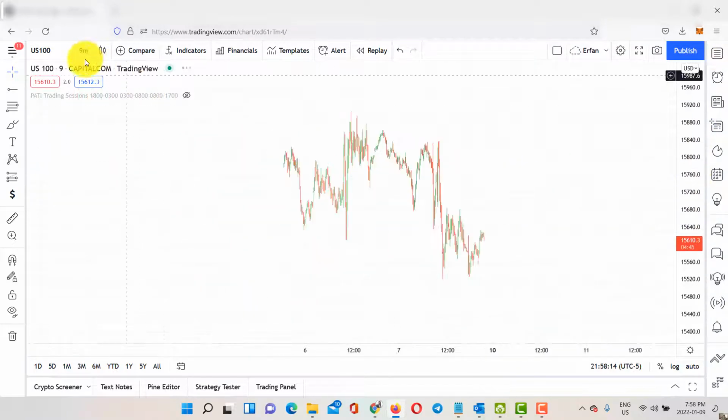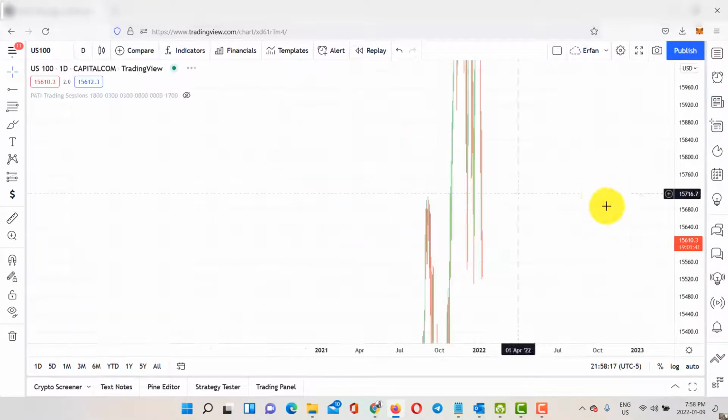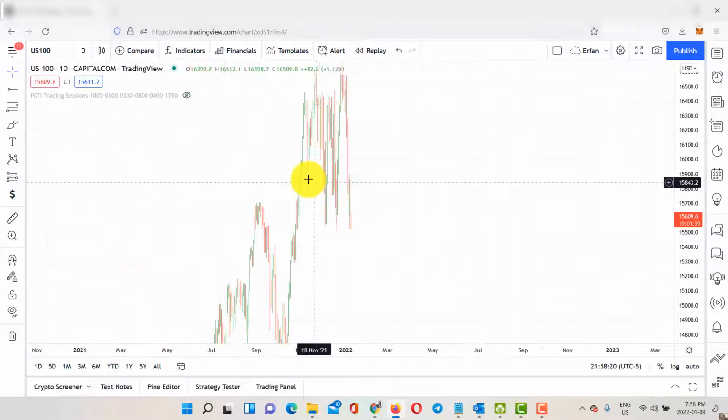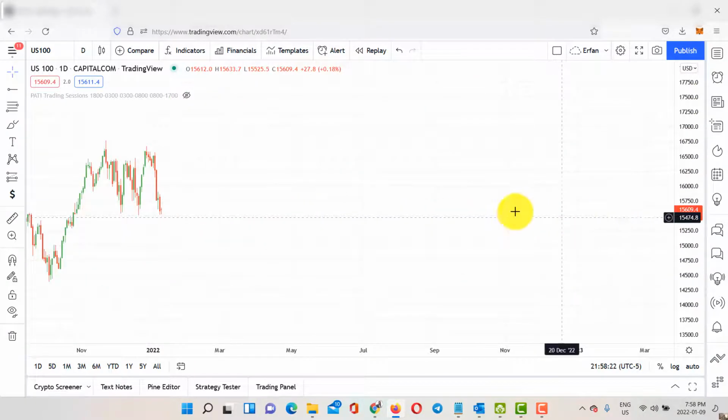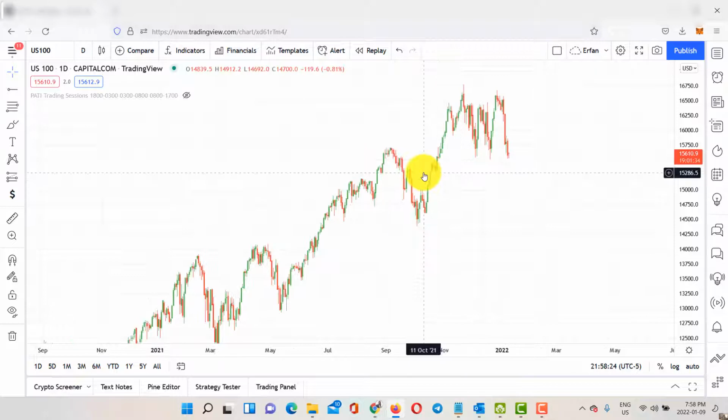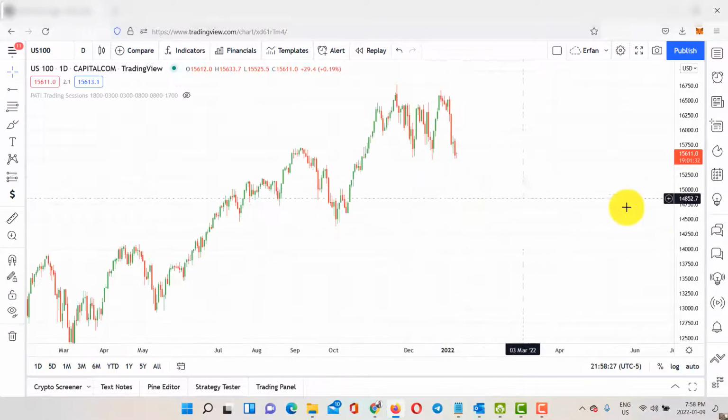NAS 100 is my favorite one. It's one of the indices. It doesn't mean that it's going up all the time. Sometimes it does some correction. We got to pay close attention to order blocks again.